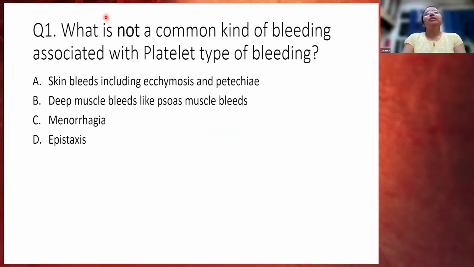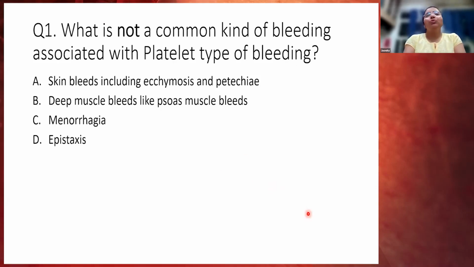So with the quiz, the first question is, what is not a common kind of bleeding associated with platelet type of bleeding? You can type your answers in the chat box. Option A is skin bleeds, including ecchymosis and petechiae. B, deep muscle bleeds like psoas muscle bleed. C, menorrhagia. D, epistaxis. You can type your answers in the chat box.